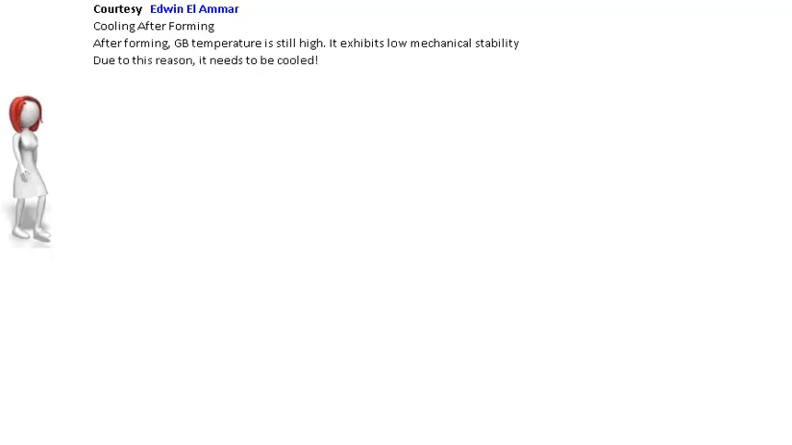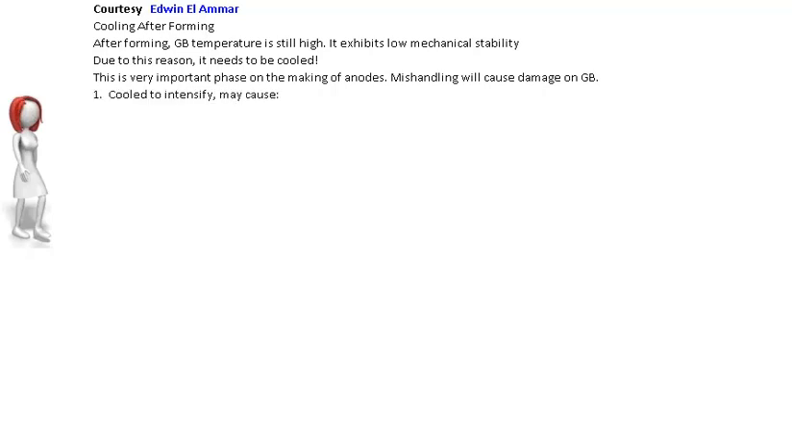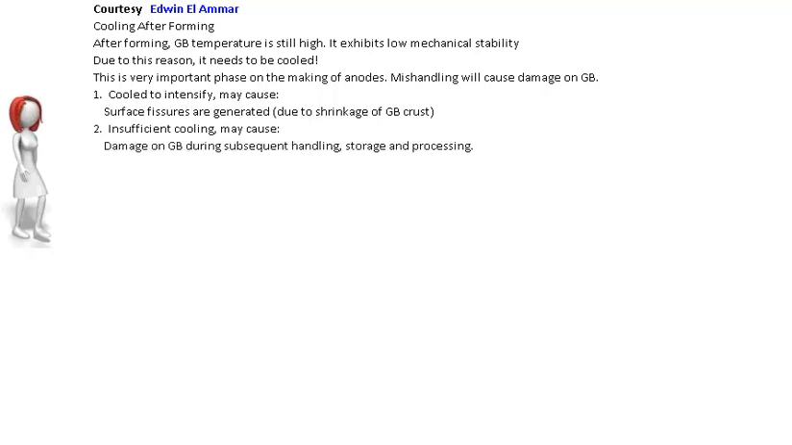Cooling after forming. After forming, GB temperature is still high. It exhibits low mechanical stability. Due to this reason, it needs to be cooled. This is a very important phase in the making of anodes. Mishandling will cause damage on GB. 1. Cooling too intensely may cause surface fissures generated due to shrinkage of GB crust. 2. Insufficient cooling may cause damage on GB during subsequent handling, storage and processing.